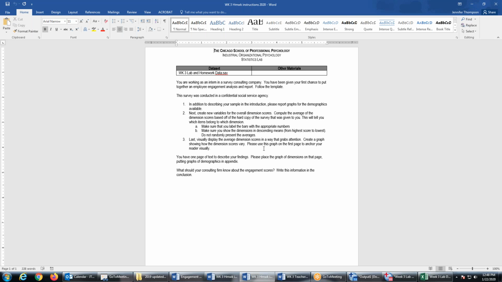In addition to describing your sample in the introduction, please report graphs for the demographics available, which they learned how to do in week 2, correct? Correct. All right, so they know how to do that. Next, create new variables for the overall dimension scores. Okay, they compute the average of the dimension scores based off the hard copy. Make sure you label the bars with appropriate numbers. Make sure you show the dimensions in descending means.